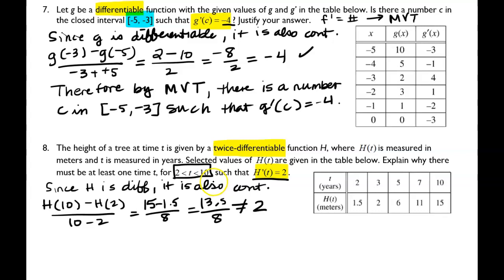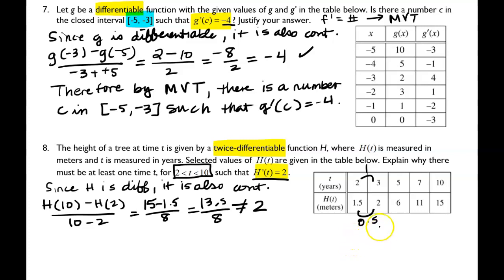That doesn't mean that mean value theorem doesn't apply just because I use that interval and it's not equal to 2. I know mean value theorem applies because my function h was differentiable, so it was also continuous. So what that means is I need to figure out another interval where my average rate of change is 2. So you just kind of have to spot check. You have to give at least one interval. There might be more than one answer. And so what you're going to do is just look at your change in y's. So 2 minus 1.5 is 0.5 over my change in x, 1. That's not going to work.